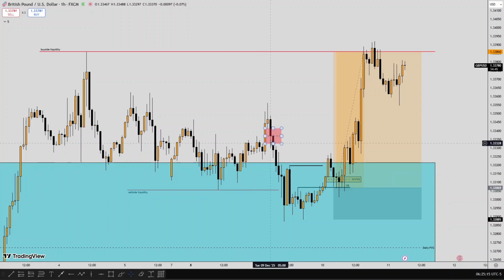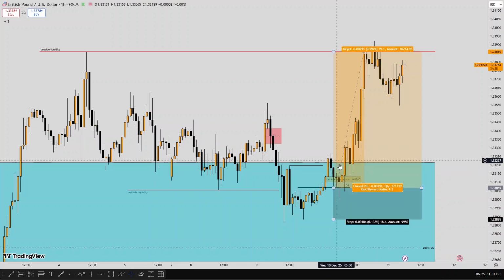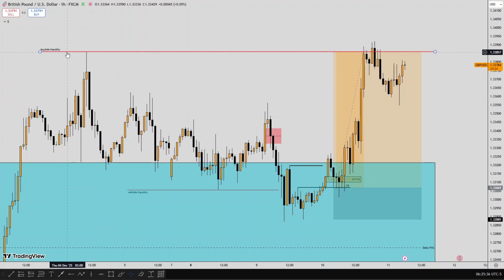Now, I did take advantage of this first setup. My idea was that price will run the buy side liquidity before FOMC. But price traded lower, took out the sell side liquidity, and seeing the shift in structure during the London session on Wednesday made it a high probability setup for price to run the buy side liquidity.